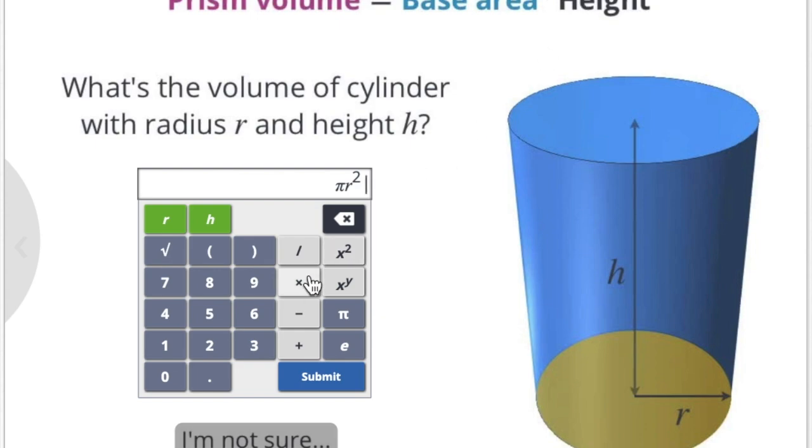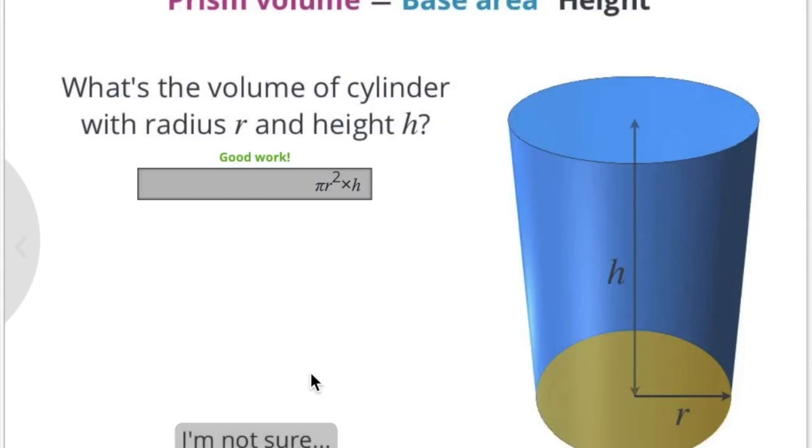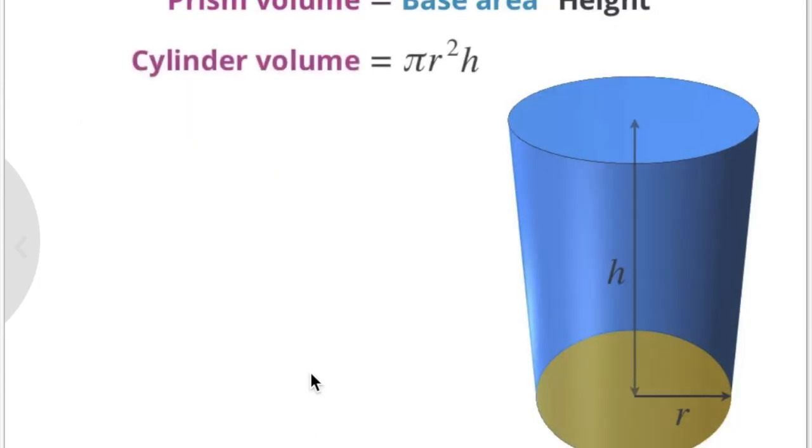So I'm going to times it by the height. Well, I don't know the height, but I know the height is letter H. And so that's what I'm going to do, is I'm going to put in the letter H. Now, I have my base area, which is pi r squared, times H, which is my height. And when I submit this, it's going to say, you're right. Nicely done. So the volume of a cylinder equals pi times its radius squared times its height.